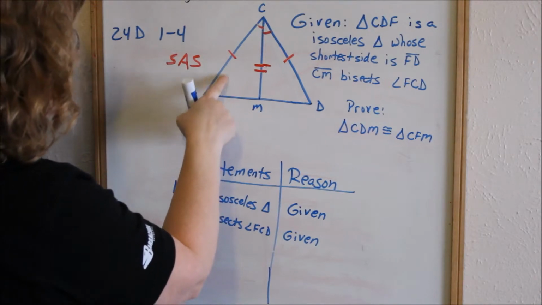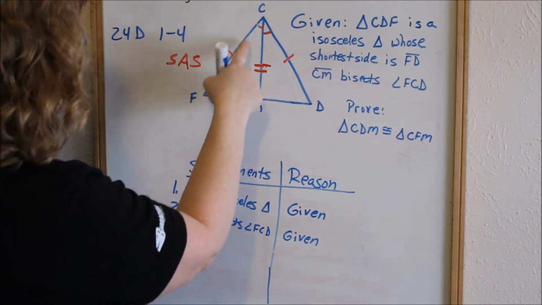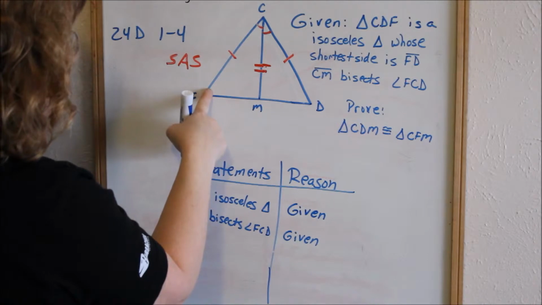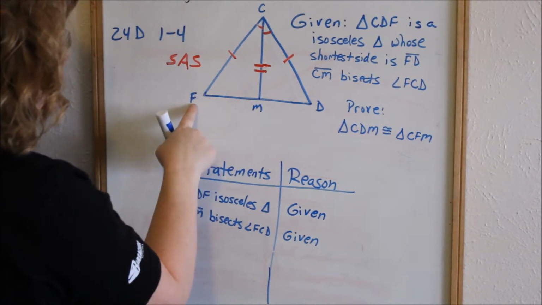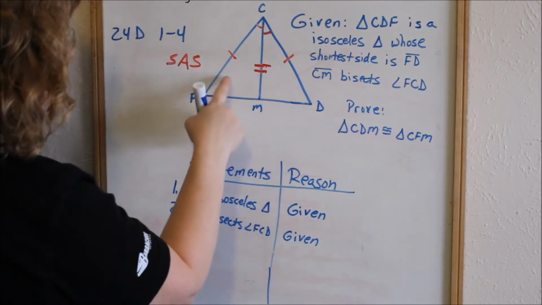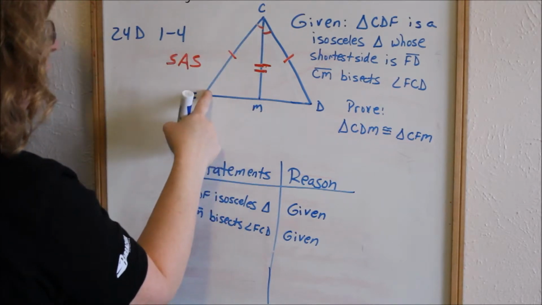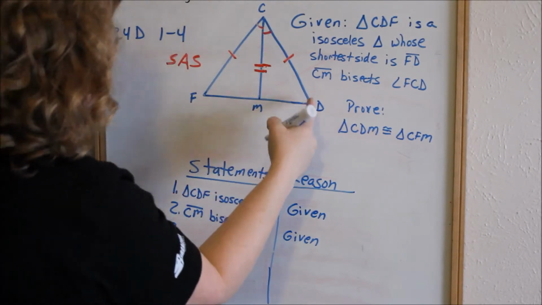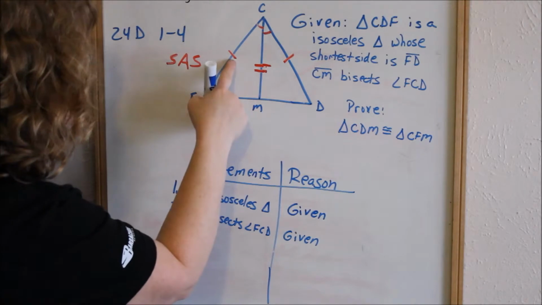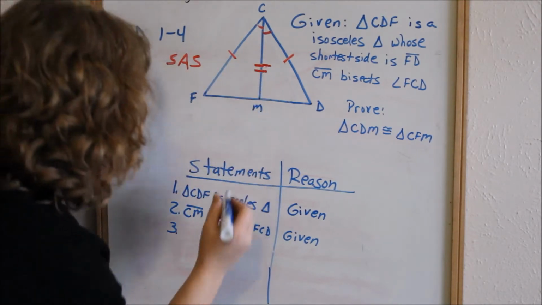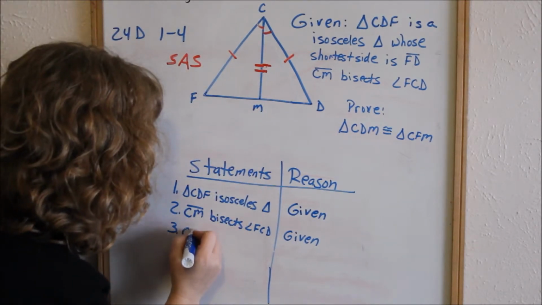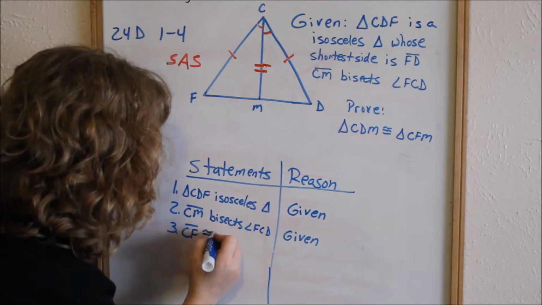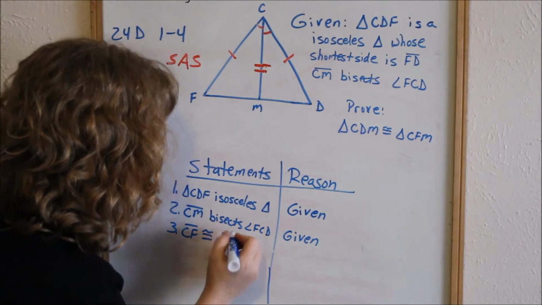Okay, so first off I'm going to say this side. So I'm going to say line segment CF. And if I say with the corresponding parts, point F corresponds with point D. So I'm going to say line segment CF is congruent to line segment CD. This marking matches this marking, so that's what I need to say together. So line segment CF is congruent to line segment CD.